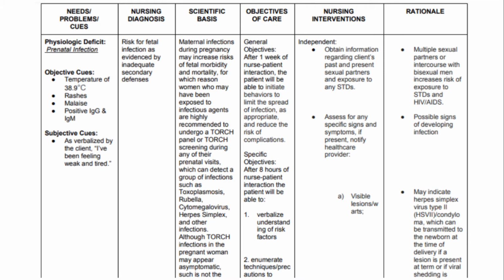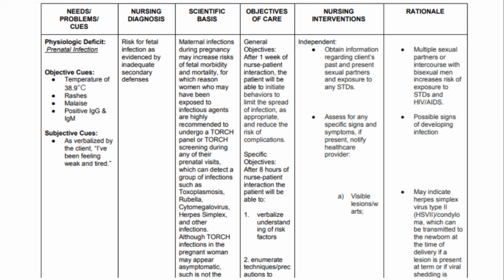For our needs, problems, or cues, we have a physiologic deficit, prenatal infection. Objective cues include a temperature of 38.9 degrees Celsius, rashes, malaise, positive IgG and IgM. Subjective cues include, as verbalized by the client, "I've been feeling weak and tired." The nursing diagnosis for this is a risk for fetal infection as evidenced by inadequate secondary defenses.